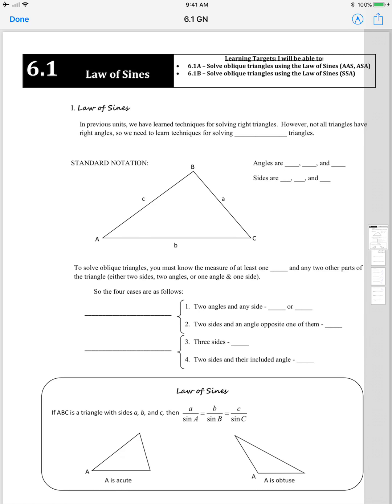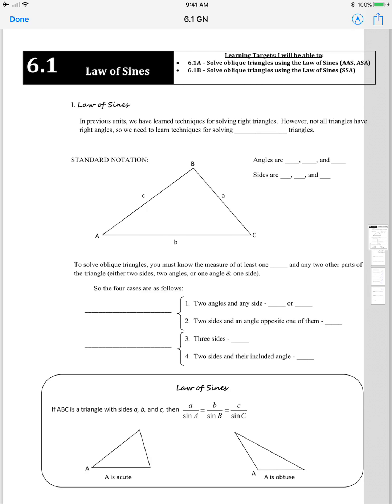Unit 6 is all about solving non-right triangles. Another word for non-right triangles is oblique triangles. And there are a couple of rules, a couple of formulas that we are going to mainly be using throughout this unit. So section 6.1 is the first of those two rules or formulas, and that is the law of sines. So let's talk about the law of sines.